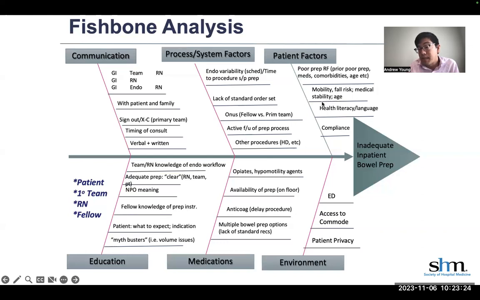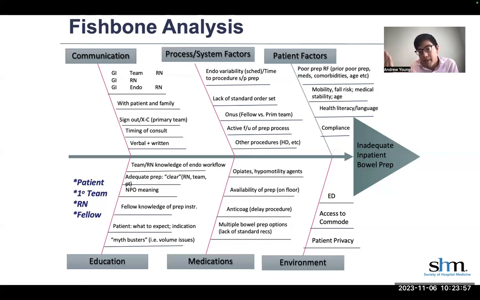Maybe there's worry about mobility or fall risk, and so nursing staff aren't pushing on the bowel prep as much because they're worried the patients are going to get up and fall. Maybe there's some health literacy or language issues. Again, maybe there's a lack of understanding of what is adequate, what's clear in terms of bowel prep. Patients may not know what to expect, and so maybe they're not understanding that if they don't get adequate bowel prep, their colonoscopy is going to get canceled, or maybe they're not even told that they are going to get a colonoscopy.